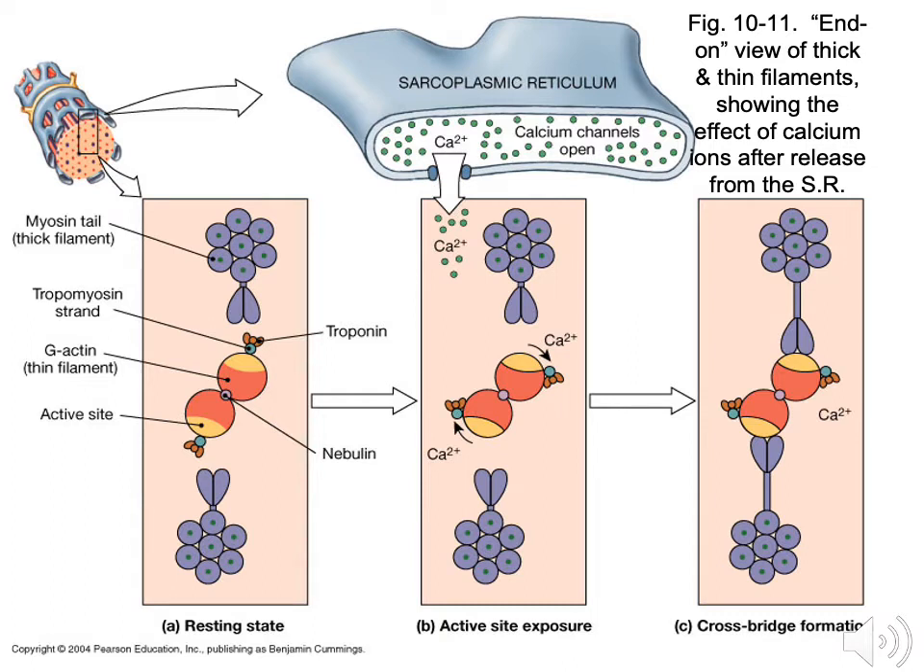So we've got an end-on view across our filaments here. Again, we can see the thick myosin filaments, purple with the golf club myosin heads sticking out. We've got the actin in the middle in a spherical shape this time, red with yellow active sites, and we can see troponin and tropomyosin blocking those active sites. Now, when the muscle tissue is depolarized due to an action potential, we get this release of calcium.